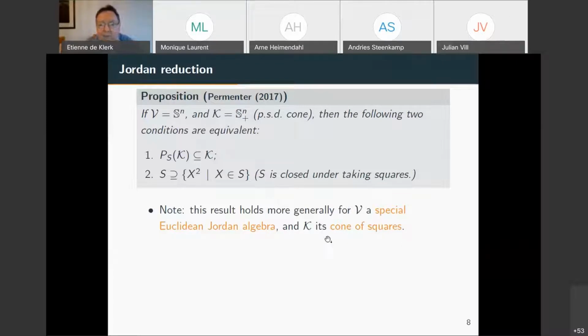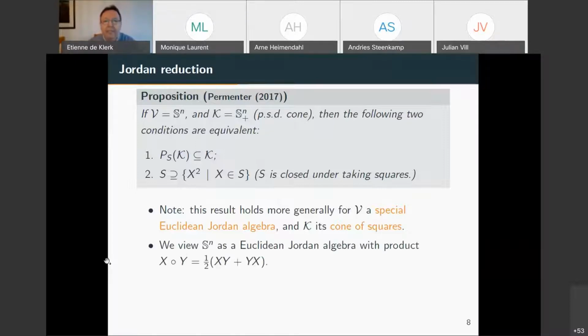So I don't want to frame it in the most general terms, because then I would have to explain what the Euclidean Jordan algebra is, which I don't want to do, and especially not what the special one is. But for our purposes, we work with matrices. So just take it from me that the symmetric matrices is a special Euclidean Jordan algebra, and its cone of squares is the positive semi-definite cone. So just to say at least a couple of words.